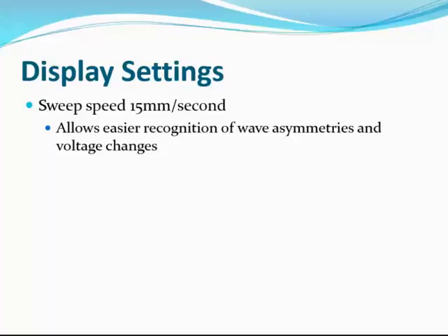It allows easier recognition of wave asymmetries and voltage changes. You don't want it to be too fast, otherwise you will miss some of the subtle changes that can take place under the electrodes. You don't want it to be too slow, otherwise if you're in the OR, you're not detecting things as they are happening. But in the clinic, the patient is there, but it takes you time to acquire the data that you need. So ideally 15 millimeters per second is not bad.